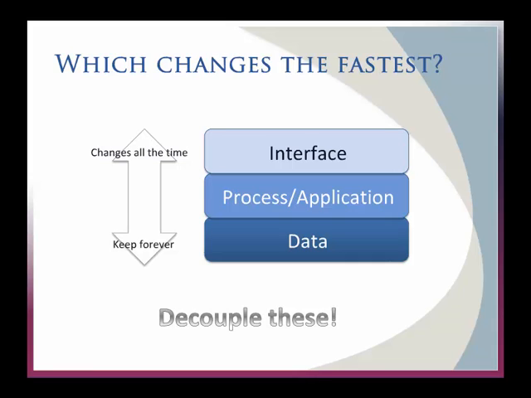But what I don't want is I don't want it coupled to business processes, which change more often, and I certainly don't want it tied to the interface, which is going to change all the time. So I have to be able to decouple these. All right? So that's the key. Whatever you do when you architect, and that's why architecture is important, that's an architectural issue: decoupling these three layers.